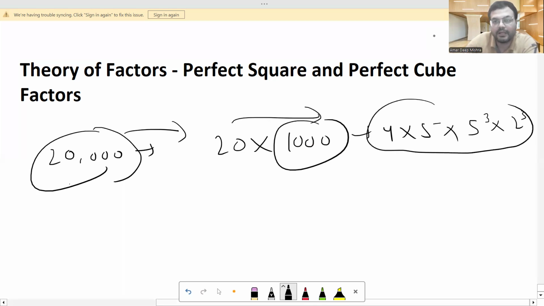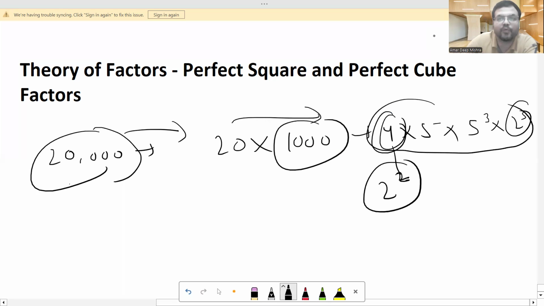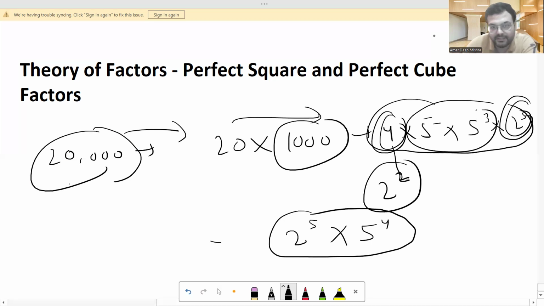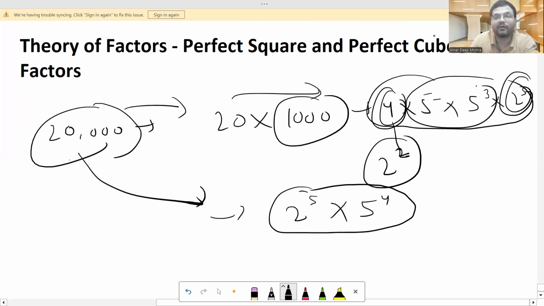Now this 4 and this 2 cube, they will combine. I mean, this 4 is what? This 4 is 2 square. So I can say that this 2 square and this 2 power 3 will combine and give you 2 power 5, into this 5 and 5 cube, that will be 5 power 4. So I hope it is correct. This is the prime factor format for 20,000. Now we have to calculate the number of perfect square factors and perfect cube factors. We have to count the perfect square and perfect cube factors.